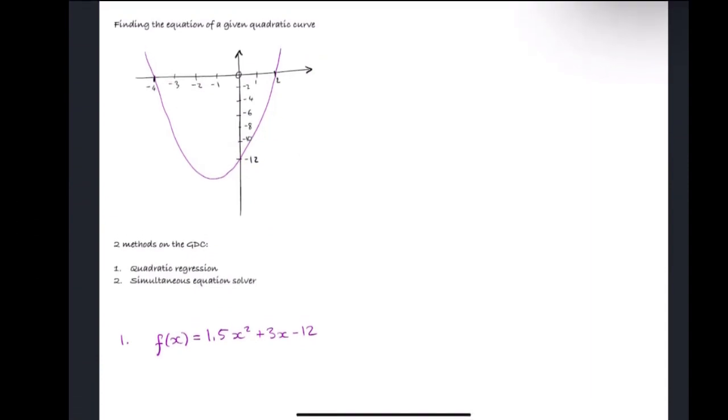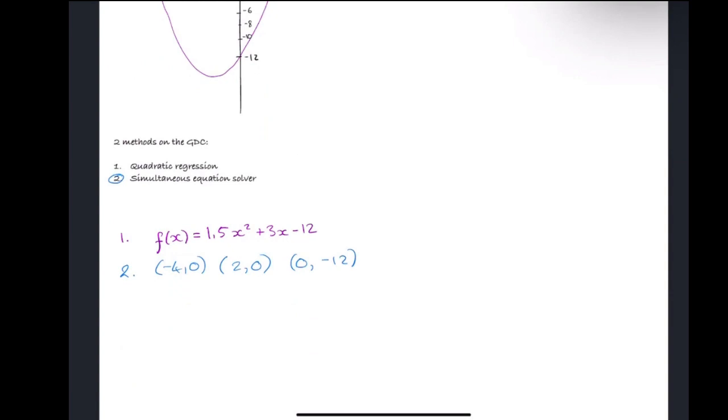So now we're going to look at the second method, that's using the simultaneous equation solver. The simultaneous equation solver requires us to set up some simultaneous equations first before we use the calculator. So I'm just going to jot down the coordinates that we established were on our curve. So we've got -4, 0, 2, 0, and 0, -12.